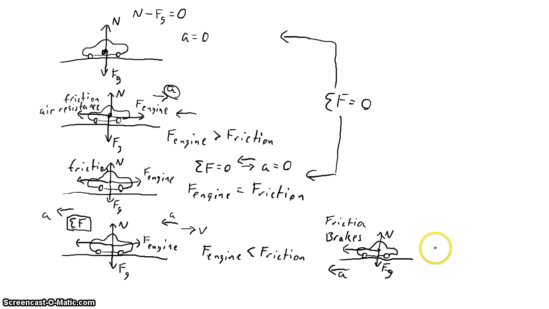In both cases, the net force is to the left, even though the car's velocity is currently to the right. And that's how we know that the car will be slowing to a stop.